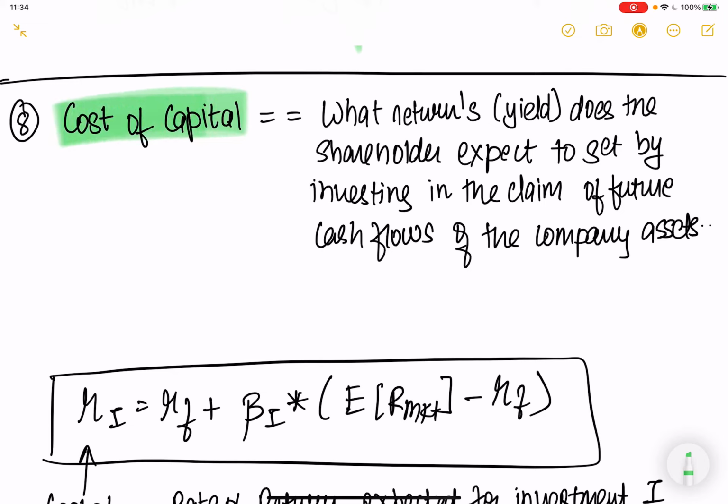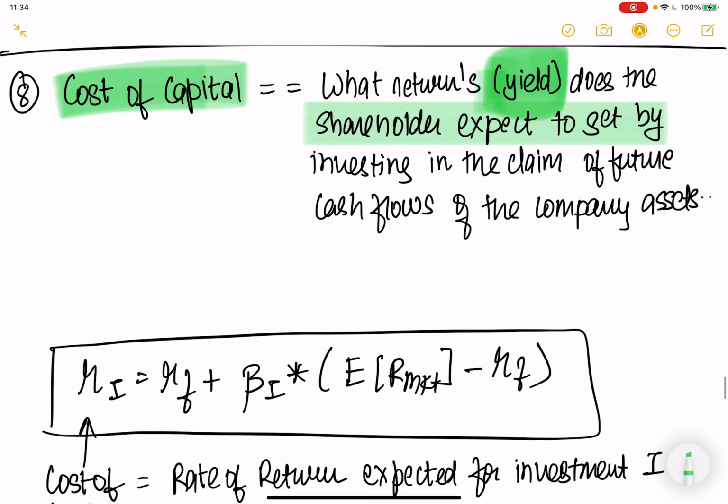Cost of capital, first, in an intuitive sense, is basically what return or what yield the shareholder is expecting from this investment based on the current company, right? What would they expect? That's the cost of capital to invest in your company.